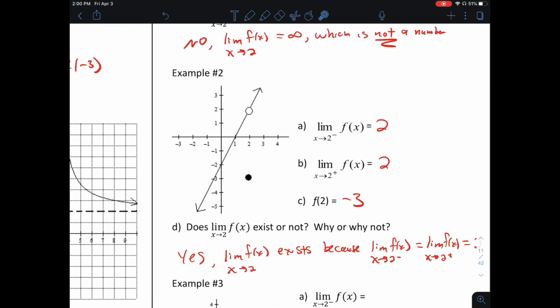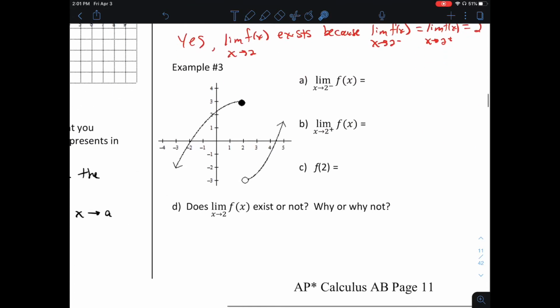Notice, for a limit to exist, the left and right limits have to agree, but the function evaluated at the y value doesn't have to agree. Notice these two are both 2, and this one's not a 2. It's a different number. The limit still exists.